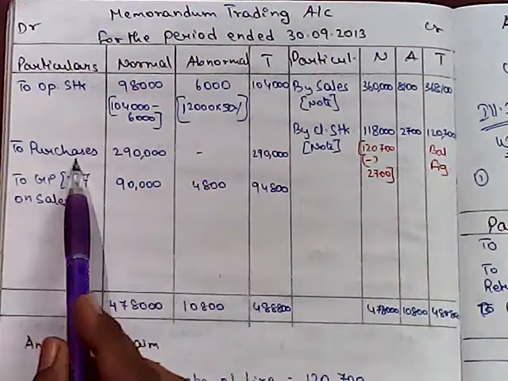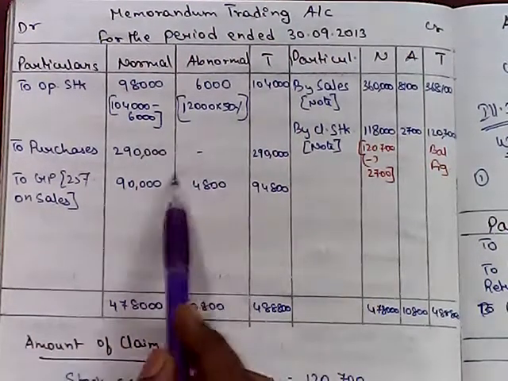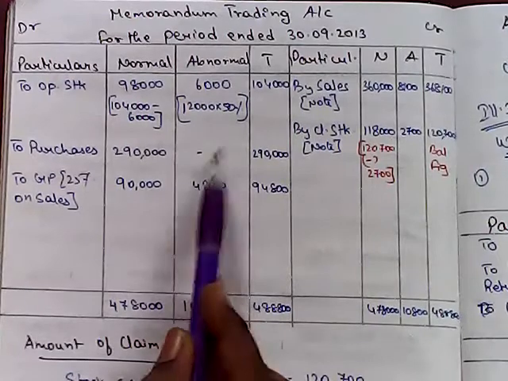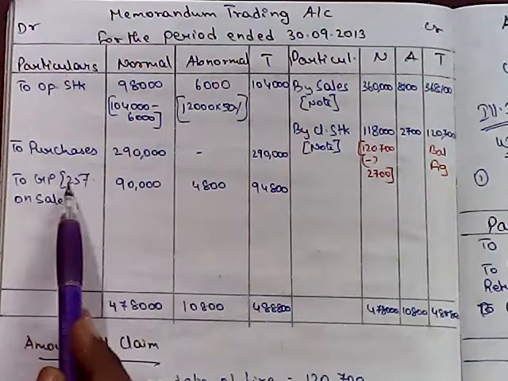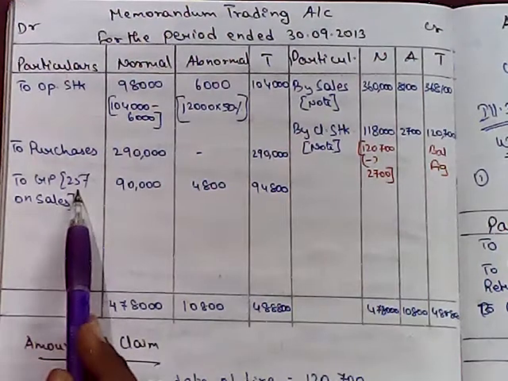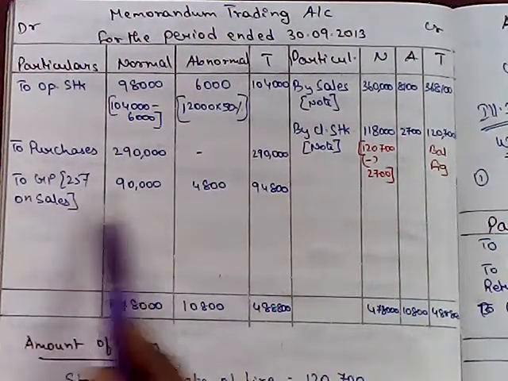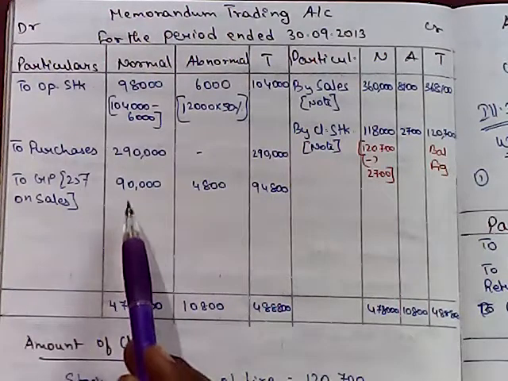Next is purchases, which is 2,90,000, only normal. There is no abnormal purchase, so the total is 2,90,000. Okay, next is gross profit, which is 25% on sales. We have found out this 25%. So it is sales into 25%.